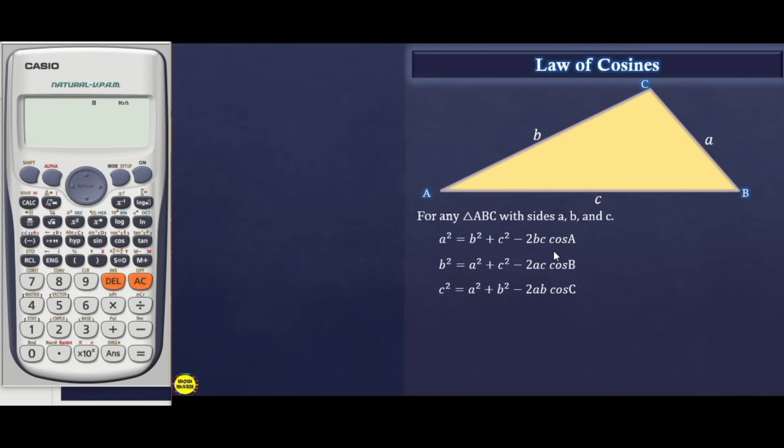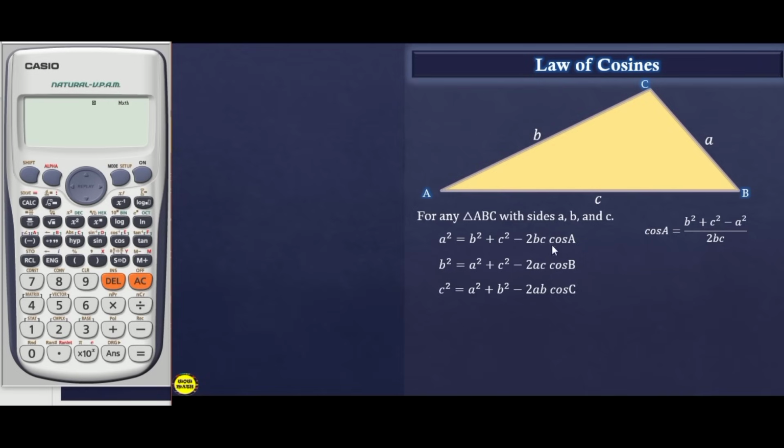Now, what if ang hahanapin na natin ay yung angle? So, ang gagawin lang po natin is, itatranspose lang po natin ito. Madederive po natin ang cosine A, which is your angle A. Finding your angle A, cosine A is equal to b squared plus c squared minus a squared all over 2bc.